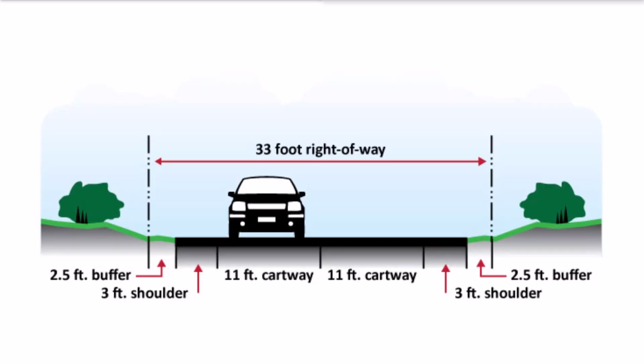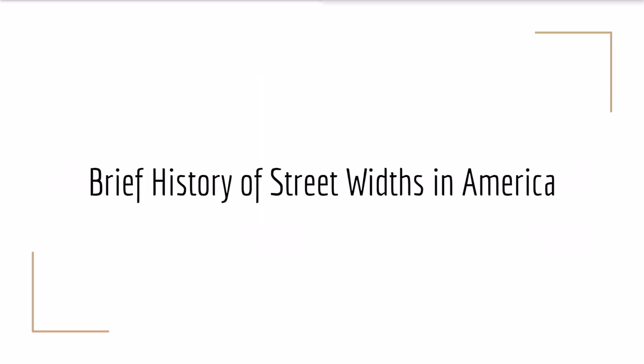Many times, a right-of-way is referred to simply as a street, but sometimes street can just refer to the roadway part of a right-of-way, ignoring the curb and sidewalks. In this presentation, I'll be using the term street to refer to the entire right-of-way for the sake of familiarity and brevity. So where do American street widths come from?